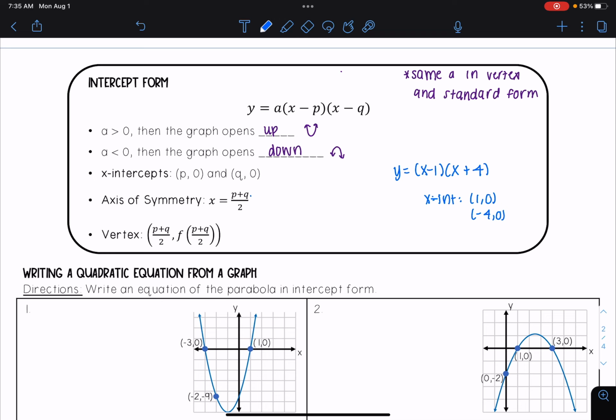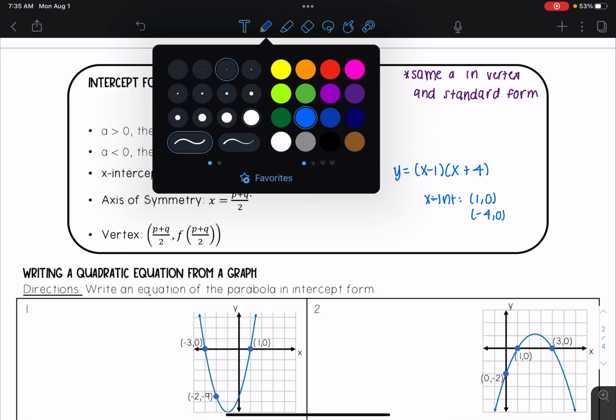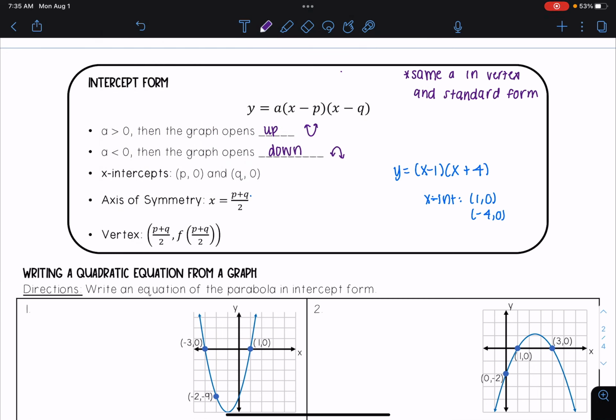And then from this format, you can also find the axis of symmetry and vertex. So your axis of symmetry would be p plus q divided by 2, and then you can plug that in to find your vertex.